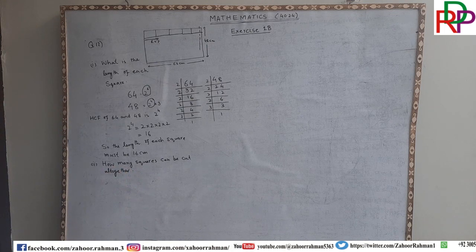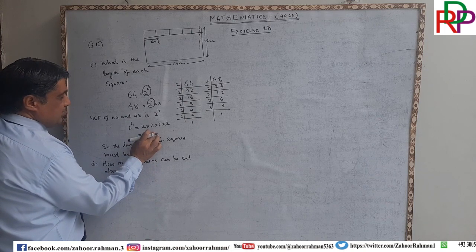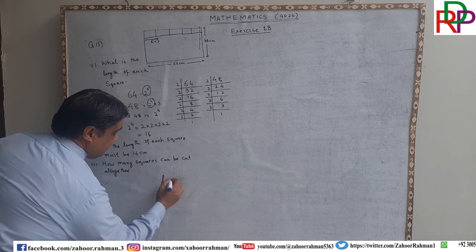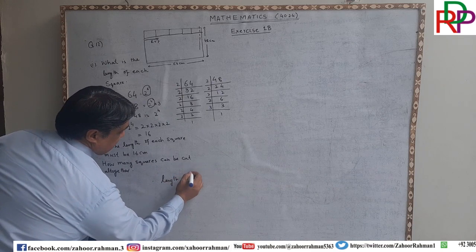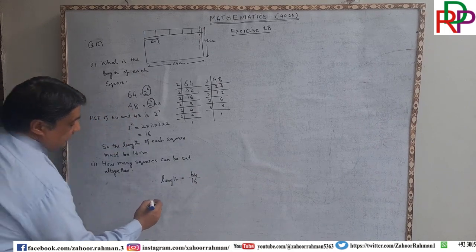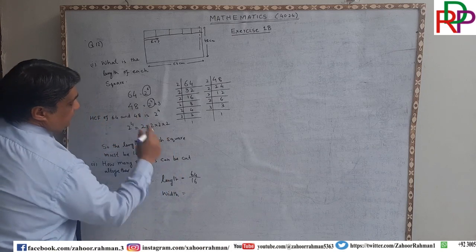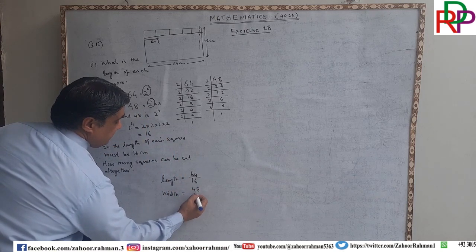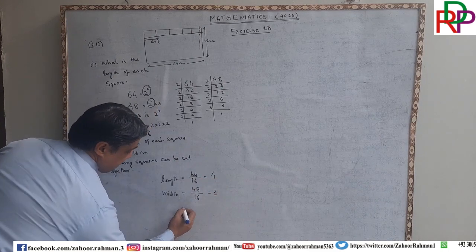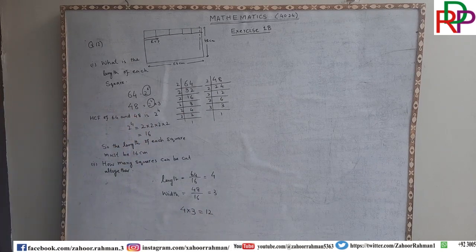Ladies and gentlemen, because the length is 16, we have to divide 64, the length, by 16, and the width 48, divided by 16. So this is 4 and this is 3. So when we multiply 4 by 3, it will be 12.